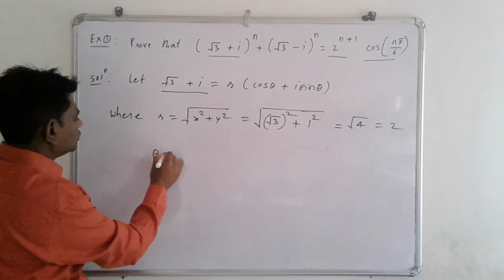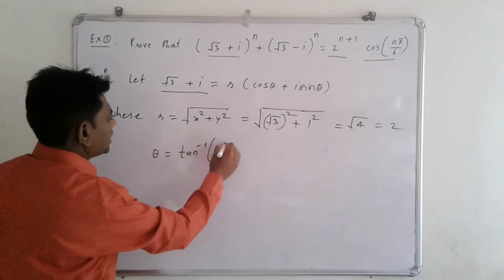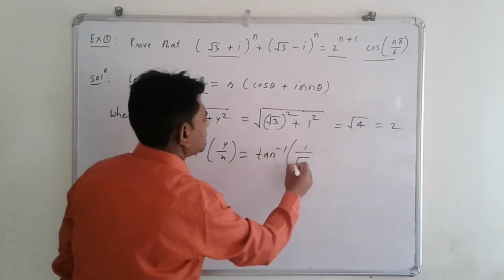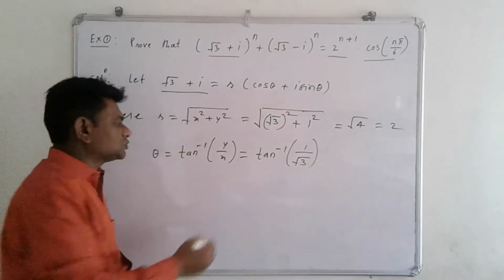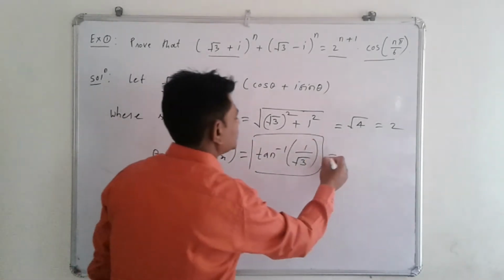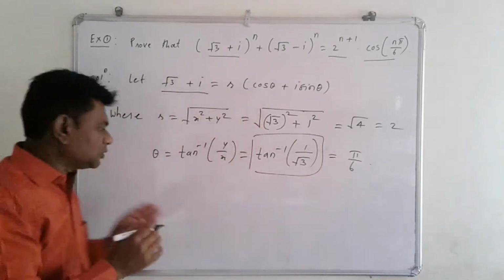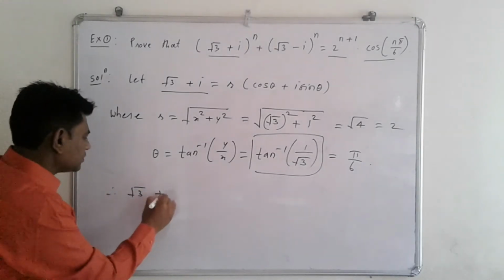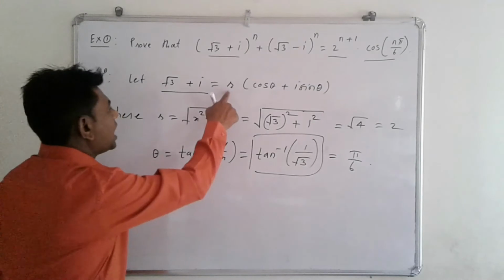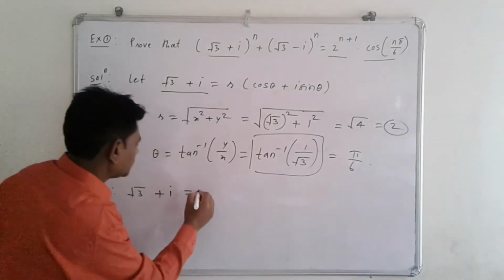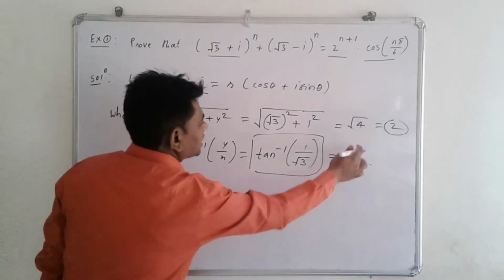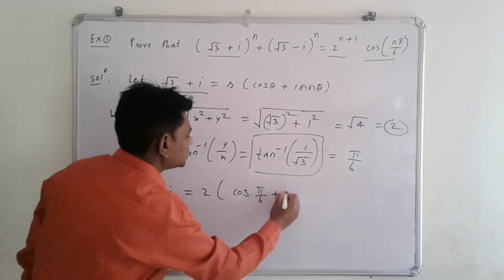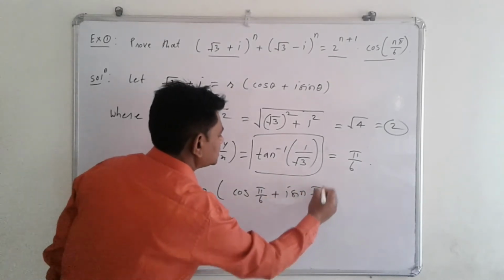And theta is equal to tan inverse y by x. Now here y is equal to 1 and x is equal to root 3, and tan inverse of 1 upon root 3 is pi by 6. Therefore, the given complex number root 3 plus i is equal to 2 times cos pi by 6 plus i sin pi by 6.